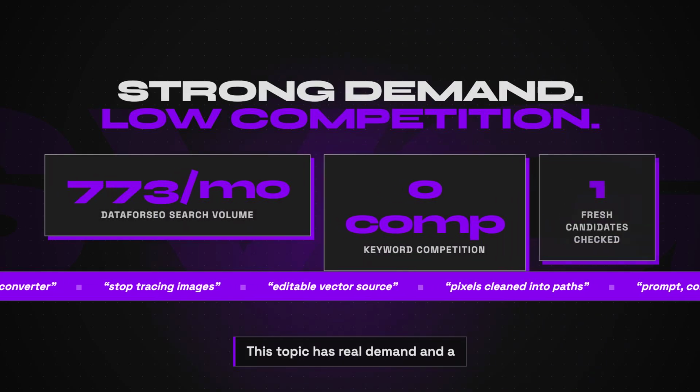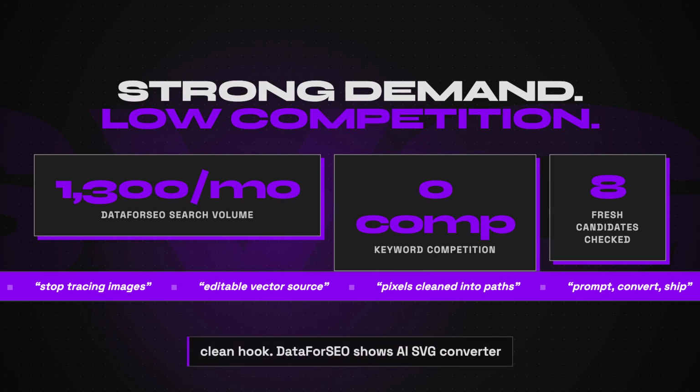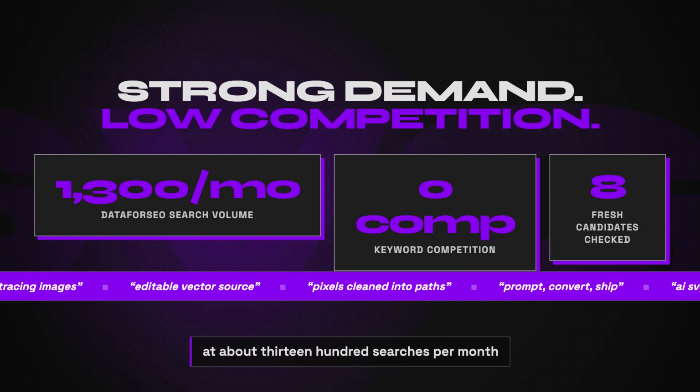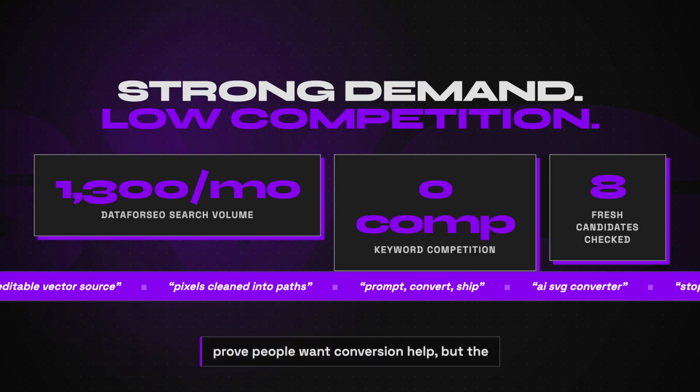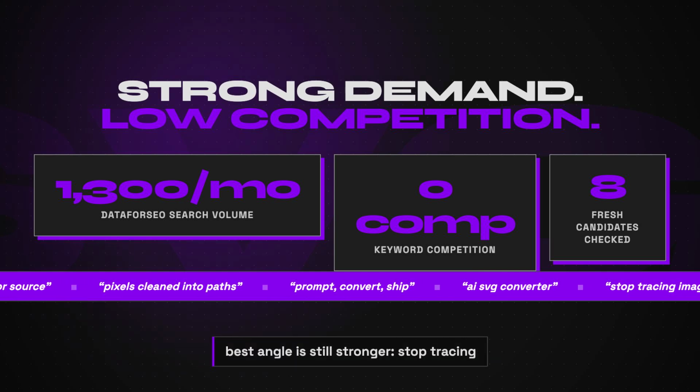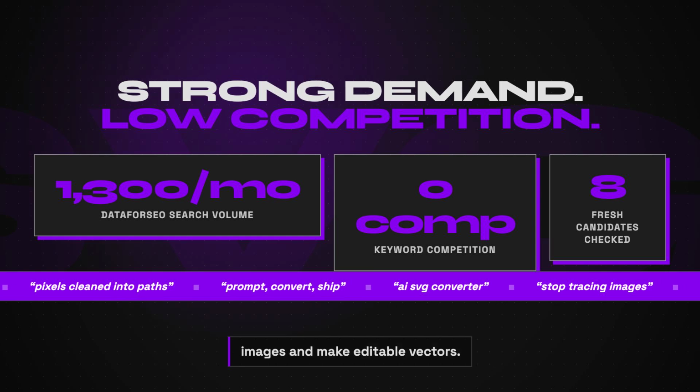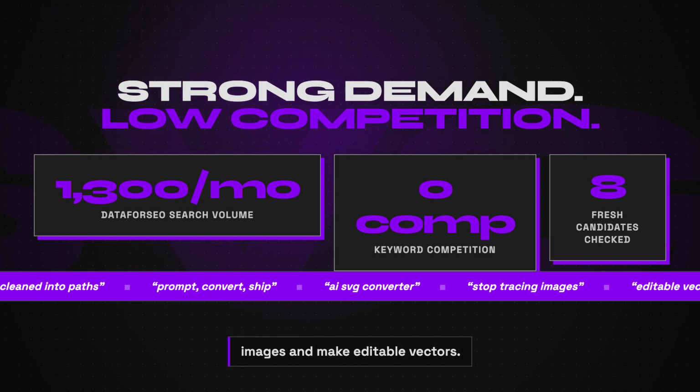This topic has real demand and a clean hook. Data4CO shows AI SVG converter at about 1,300 searches per month with low competition. The current YouTube results prove people want conversion help, but the best angle is still stronger. Stop tracing images and make editable vectors.